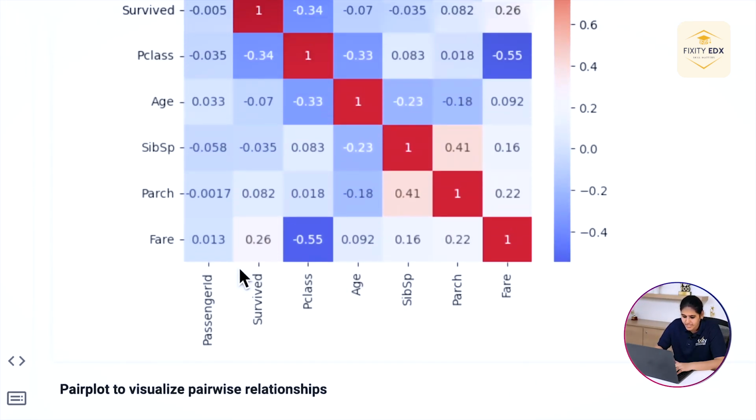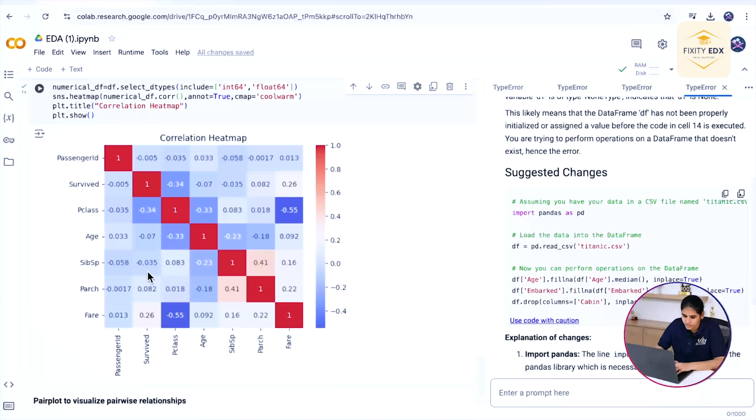First thing, we should check survived with everything. Survived with fare, it is 0.26. Survived with parch, it is 0.082. With this, a negative correlation, 0.035. Likewise, we can understand the relationship among the features.